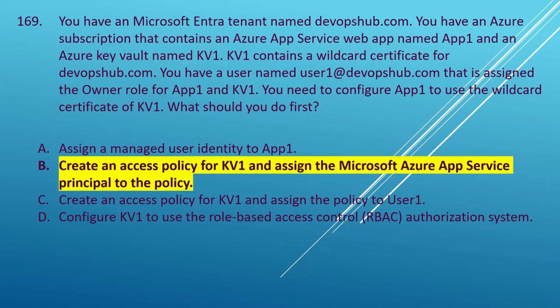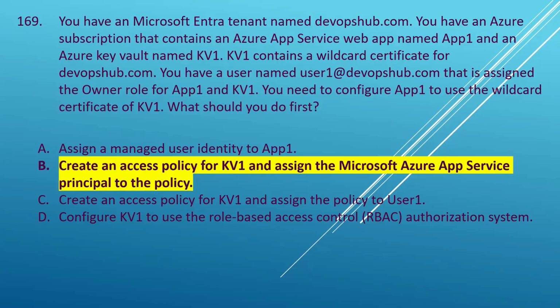And folks, the correct answer is now on your screen, which is option B, create an access policy for KV1 and assign the Microsoft Azure App Service principal to the policy. You first need to create an access policy in the Azure Key Vault, which is KV1, that allows the app service to access the certificates.